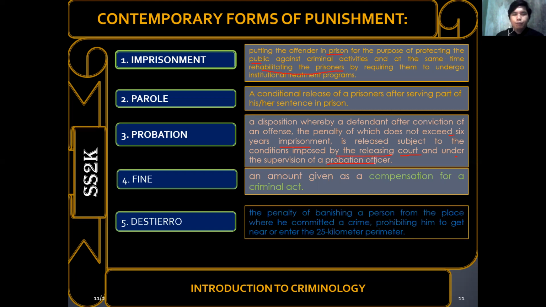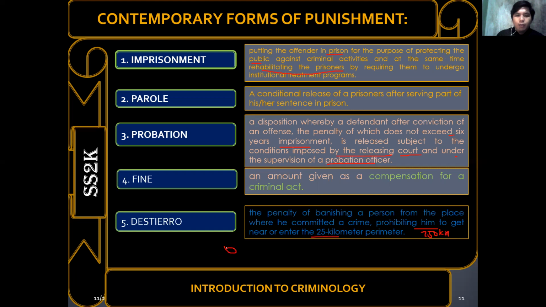Then, of course, we have this destierro. Ito po ay modernong klase ng punishment or exile. Doon po sa ancient form, that is banishment or exile, palalayasin ka, no? Pero dito sa destierro, na nasa revised penal code, destierro is the penalty of banishing a person from a place where he committed the crime, prohibiting him to get near 25-kilometer perimeter but not more than 250-kilometer radius. Yan, 250 kilometers. Di ba?